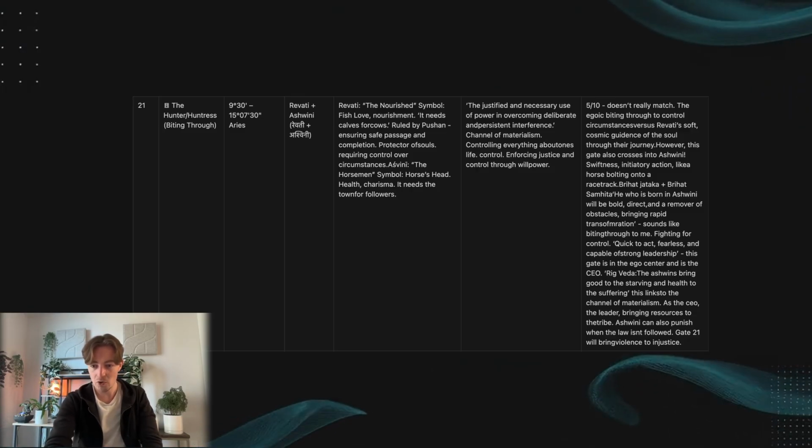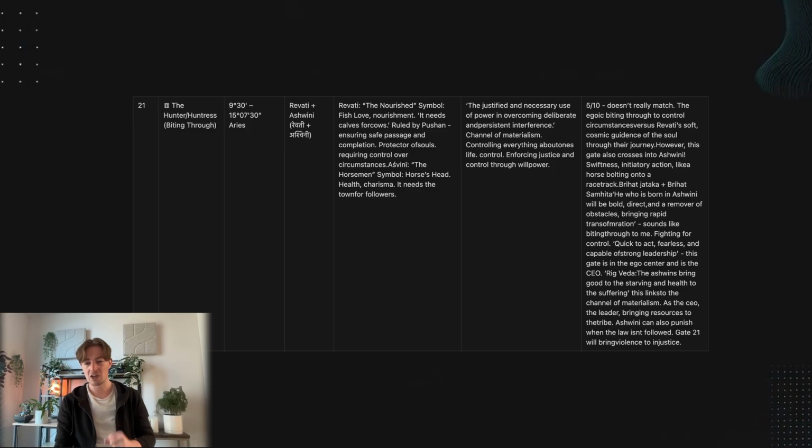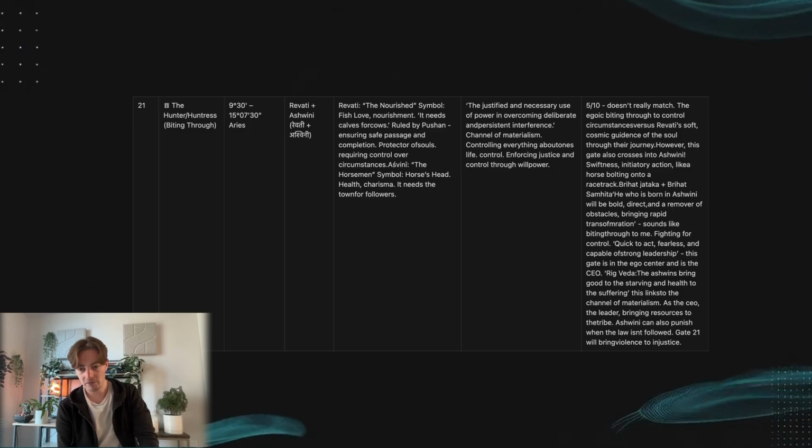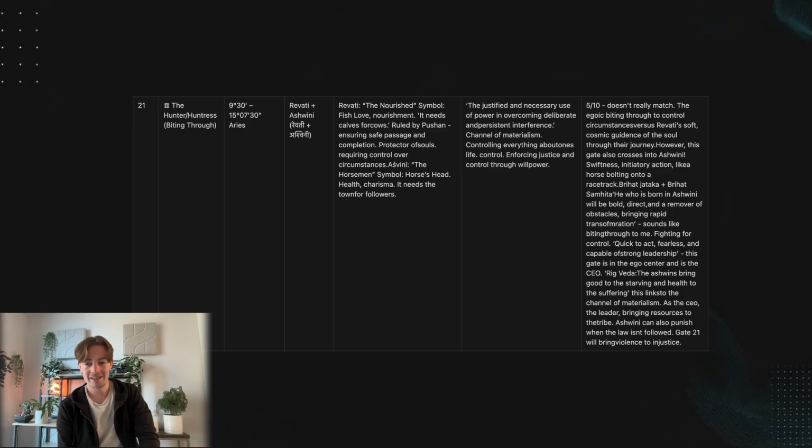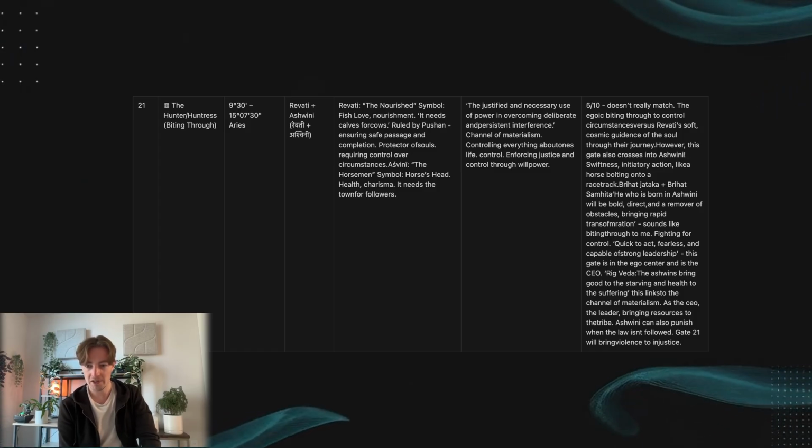You know, it's initiatory, it's fast paced, it's about taking control to initiate actions. Quick, fighting for control, capable of strong leadership. This gate is in the ego center in the human design system and is called the gate of the CEO, the person who controls the resources.